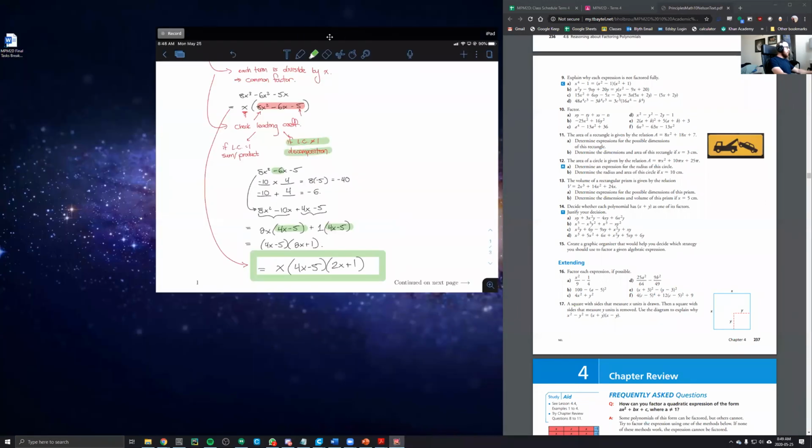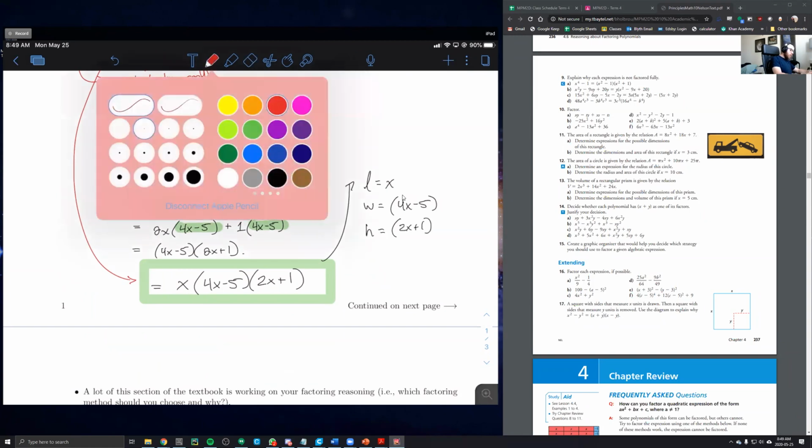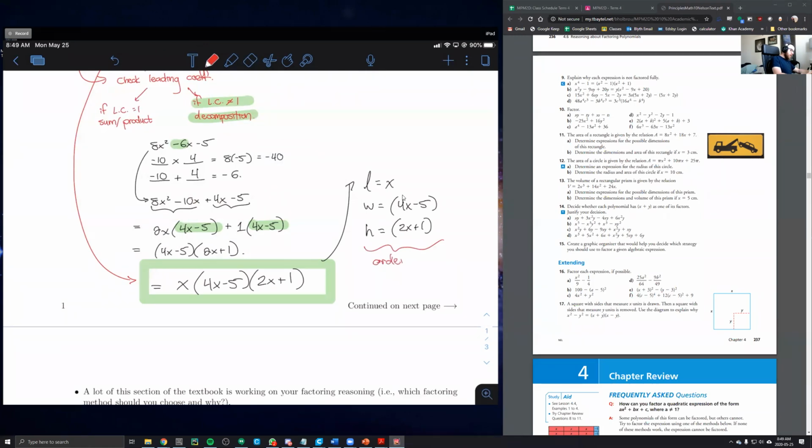So I think we mentioned this, but let's expand this out here. We don't know what the length and the width and the height are, but we can just say length is equal to x, width is equal to 4x minus 5, and the height is equal to 2x plus 1. But we note that the order here doesn't matter. Okay. So that is an example of a volume question that we can answer using factoring, which is really cool. Does anyone have any questions on that?